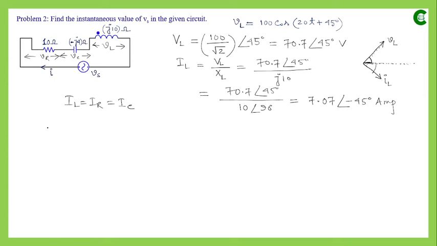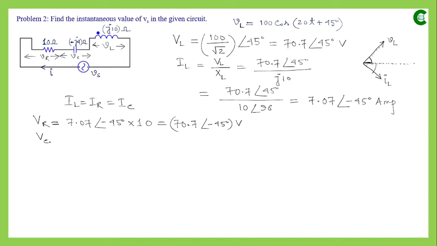Now based on this current, if we want to get the values of VC and VR, we can easily obtain them. In the case of VR, it will be simply I multiplied by the resistance value. I means IR or IL, that is 7.07, and the angle is minus 45 degrees, and this will be multiplied by the resistance value, which is 10. So it will be again 70.7, and angle wise it will remain the same, minus 45 degrees, in volts.